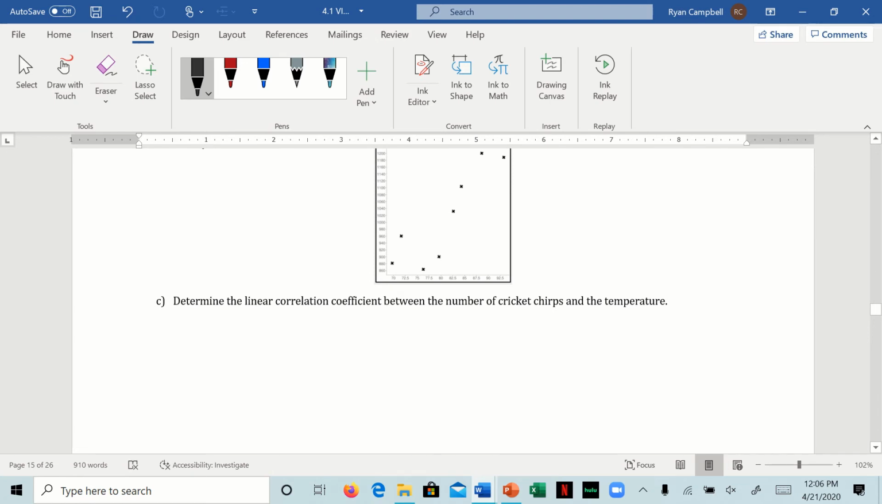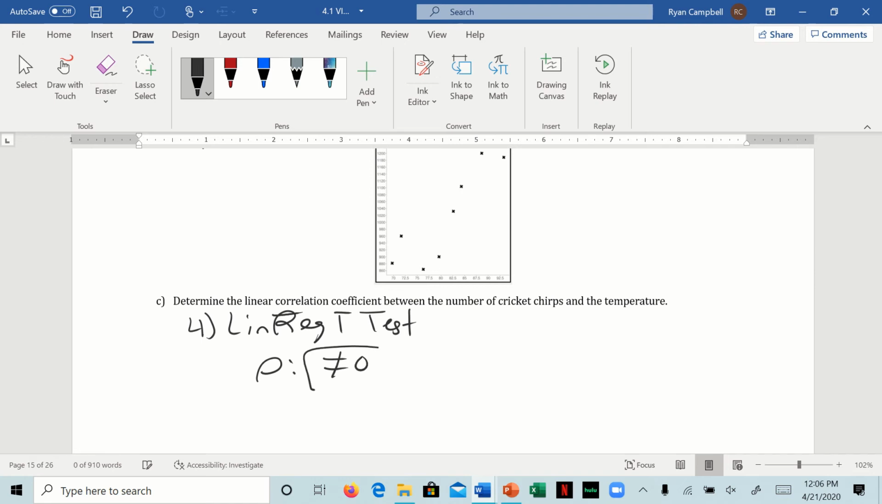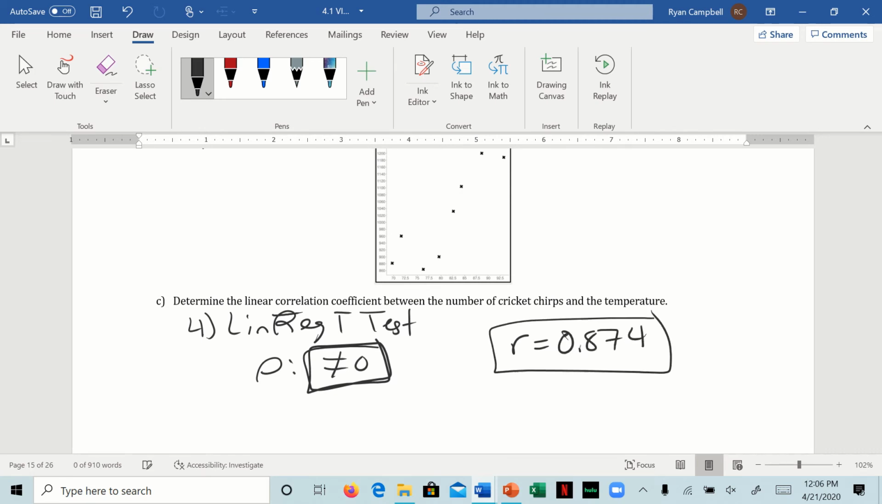Again, we can skip the first 3 steps because those are always the same when it comes to hypothesis testing. So step 4, we do LinRegTTest. Everything should be the same. The only thing we have to check is rho not equal to 0. Make sure that's the case. After we hit enter, we see that R is 0.874. So the linear correlation coefficient is 0.874.